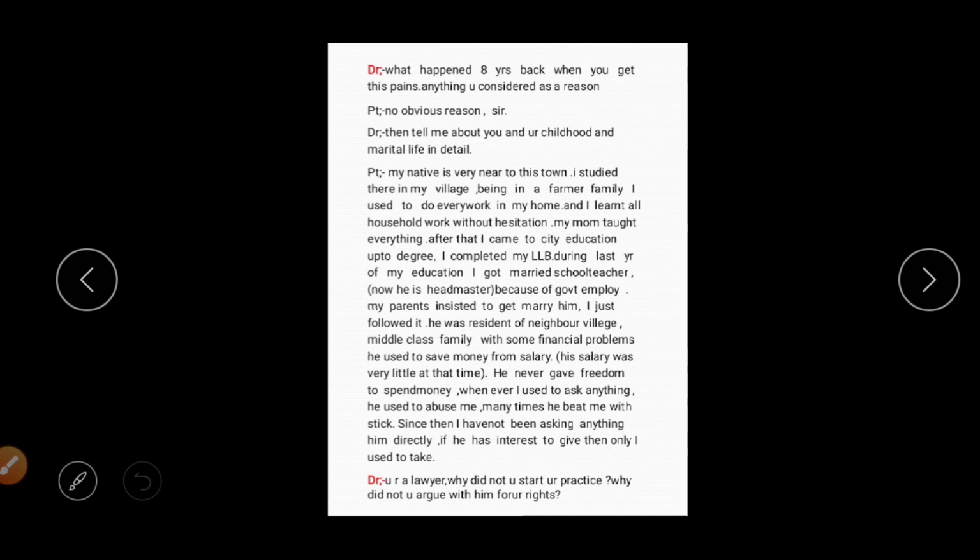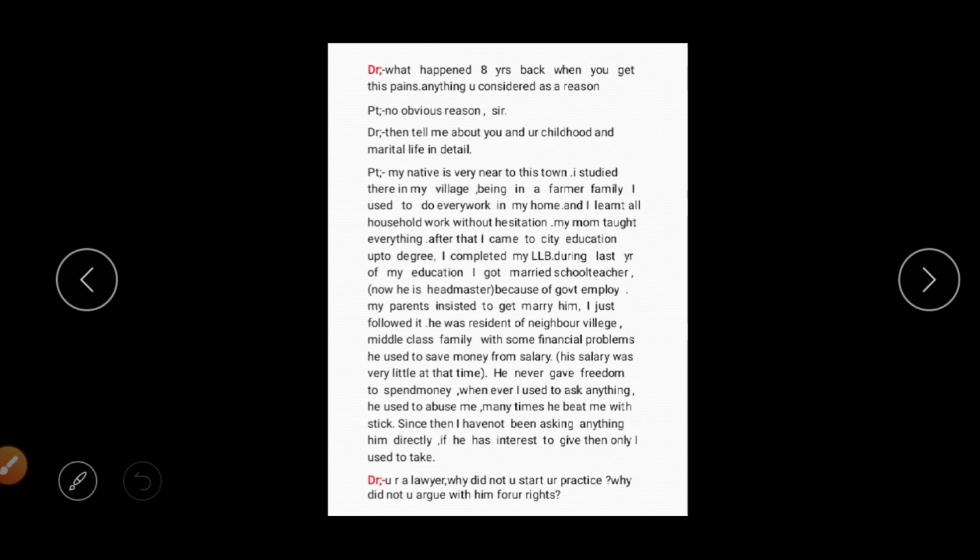I completed my LLB. During the last year of my education, I got married to a school teacher. Now he is a headmaster, but at the time of marriage he was a school teacher. Because he was a government employee, my parents insisted I marry him. I just followed my parents' words. He is a resident of a neighboring village, from a middle class family with some financial problems. He used to save money from his salary.